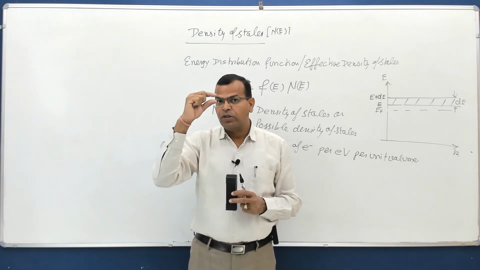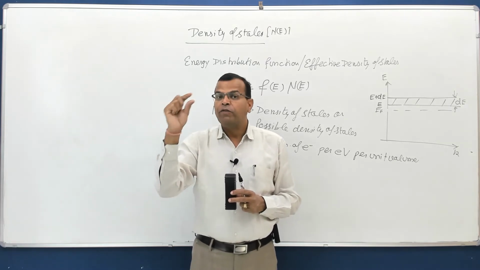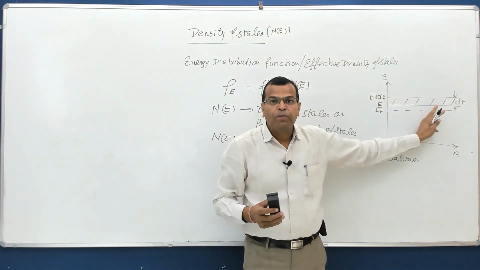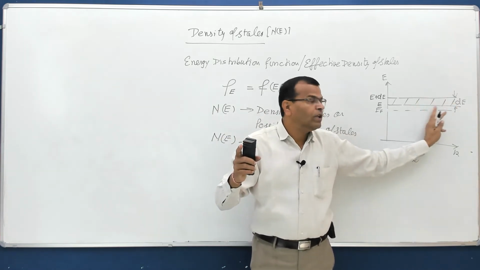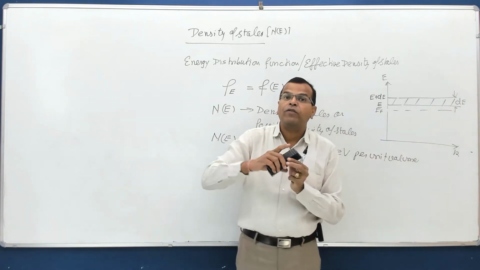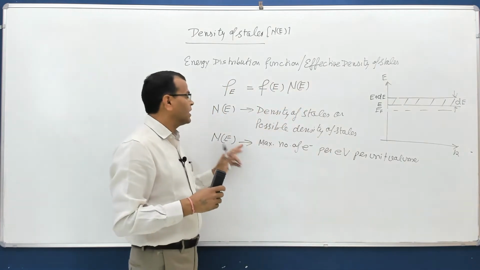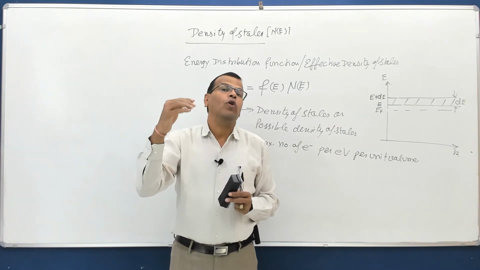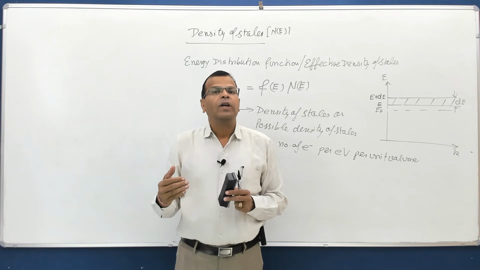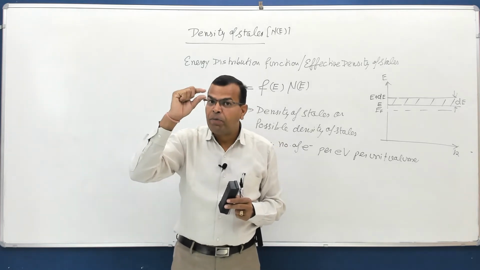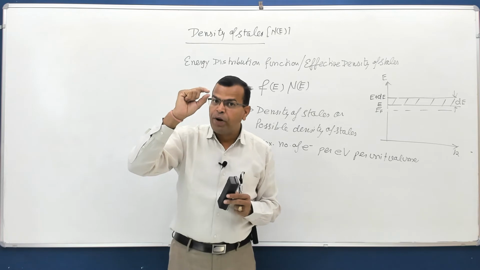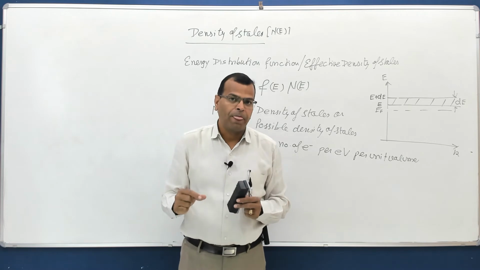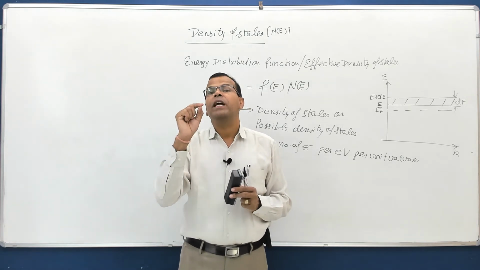Those many electrons per unit volume divided by that energy band: the number of electrons in this volume, divided by the volume of this space and divided by the energy band of that volume, is nothing but the maximum possible states. We are assuming every energy state is being occupied by an electron. So Ne is the maximum number of electrons per unit volume per unit energy of the particular band, particular space in the metal. That is nothing but the maximum density of states.